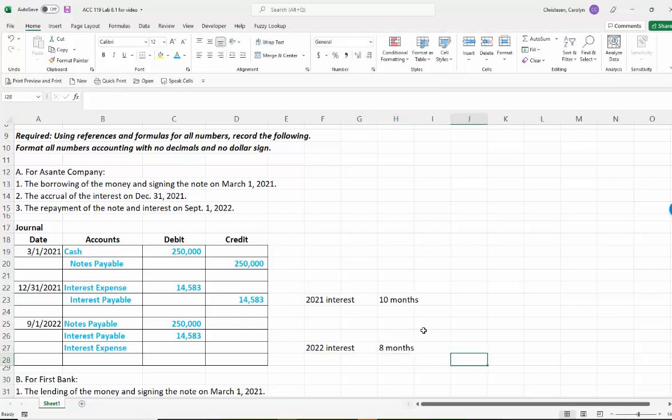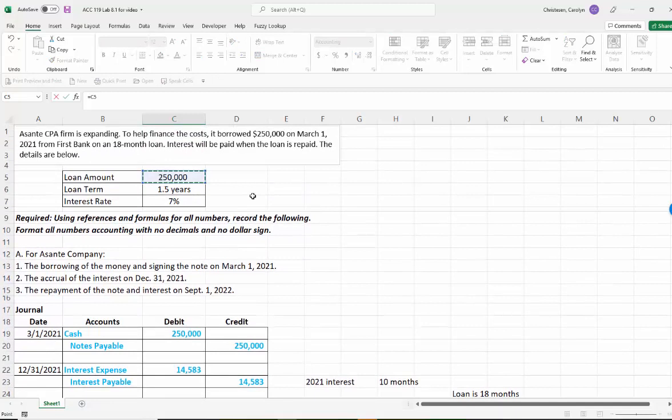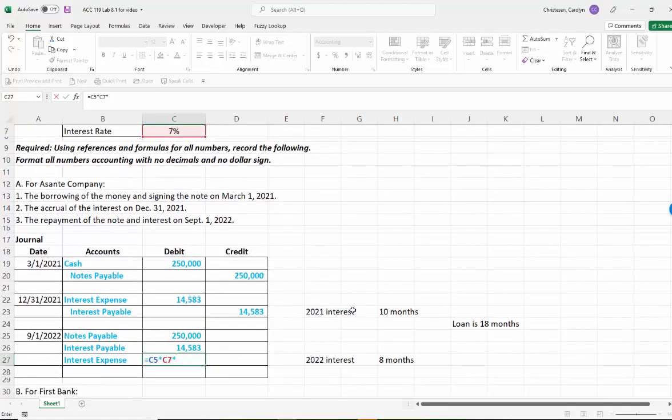And so in total, our loan is 18 months. So we're happy, right? We know that we've accounted for all 18 months worth of interest. All right, again, we're going to do principal times rate times time. The principal is $250,000. The rate is 7% times the time. And in this case, the time is 8/12. Okay, so our interest is $11,667.